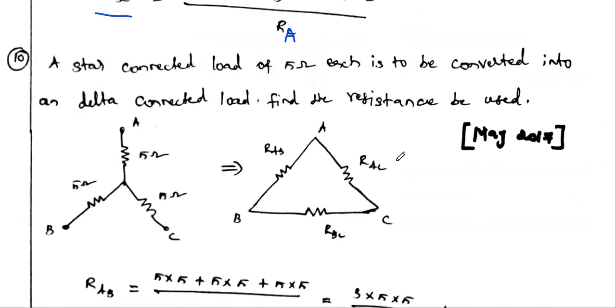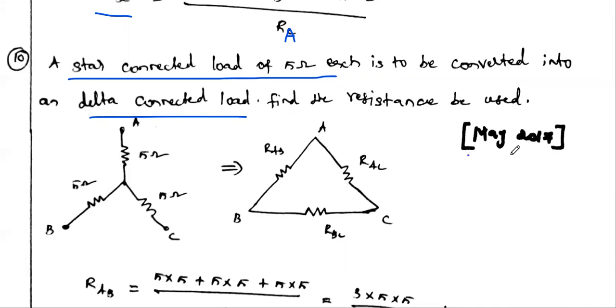So using this, we are going to solve one more problem. A star connected load of 5 ohm each is to be converted into delta connected load. Find the resistance to be used. Here they are telling that one load is connected in star connection. So in star A, B, C, each resistance value is 5 ohm, 5 ohm and 5 ohm. Then this star network we have to convert into delta.